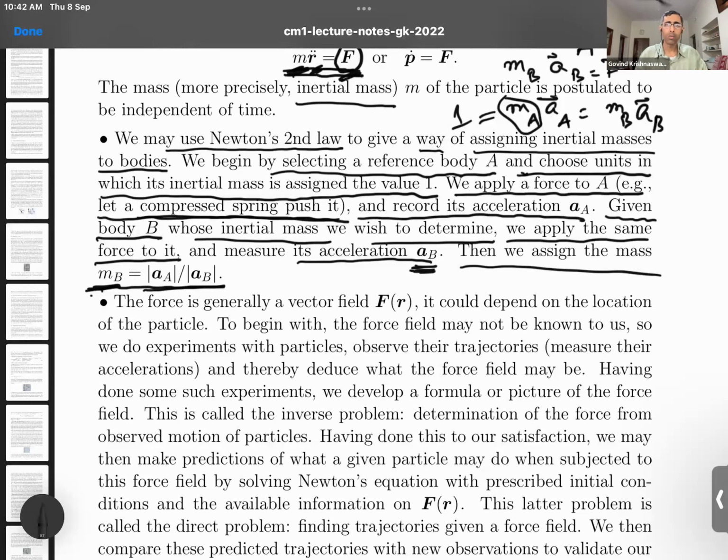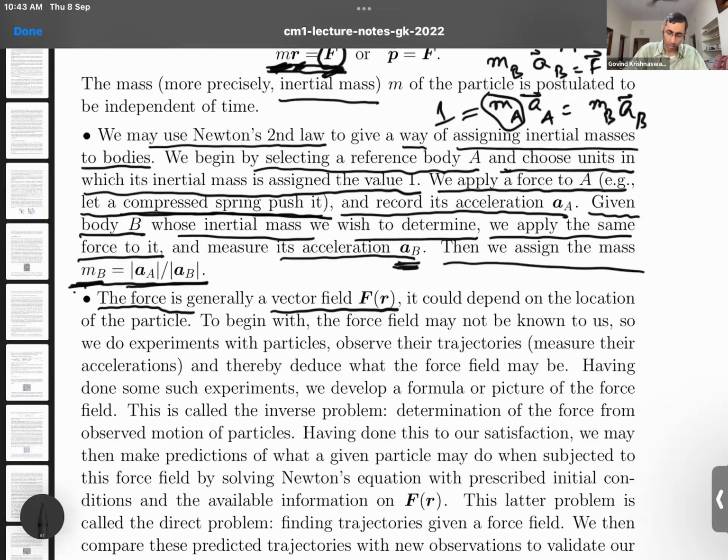Okay, so now we need to make further comments on this force. Usually the force is a vector field. Of course, if it is just a spring that is pushing a body, that force only acts where the spring is. But the force of gravity on massive bodies depends on location, depends on height. It may even depend on time, but let's not worry about that right now. So generally, the force is a vector field at different points.